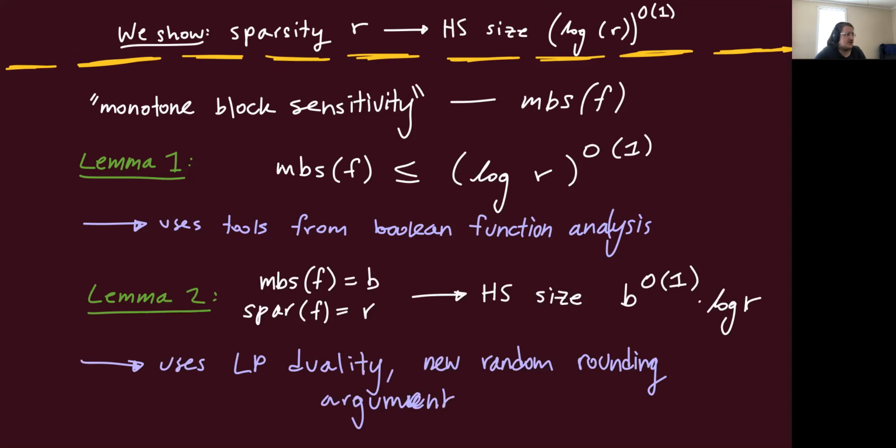The second lemma shows that if we have a sparse polynomial and it has low monotone block sensitivity, then there is a hitting set of size polynomial in B times a log r factor. And this uses LP duality, and it requires a new random rounding argument. And this lemma 2 is, in our view, kind of the most technical part of the paper, and is the main technical contribution.